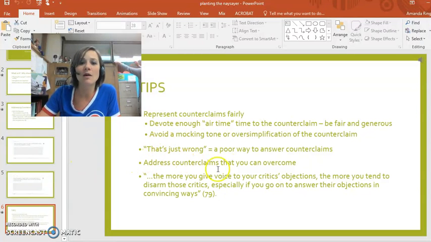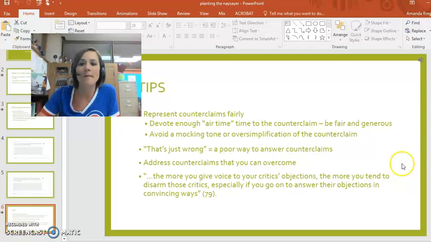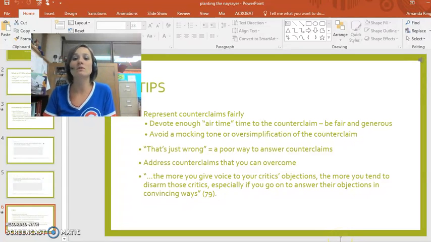In addition, you want to make sure that you address counterclaims that you can overcome. There are many, many sides to every debatable issue, so make sure that you are addressing a side of the issue that you can confidently refute. And with that being said, and this comes directly from the They Say I Say book, the more you give voice to your critics' objections, the more you tend to disarm those critics, especially if you go on to answer their objections in convincing ways.